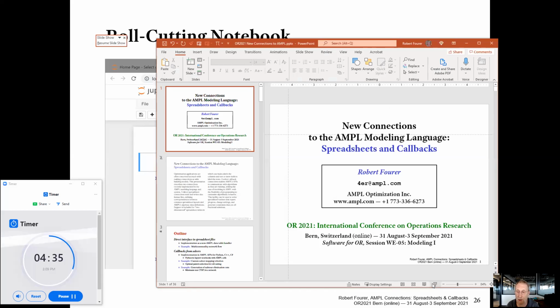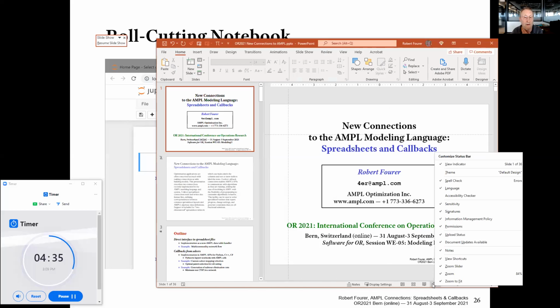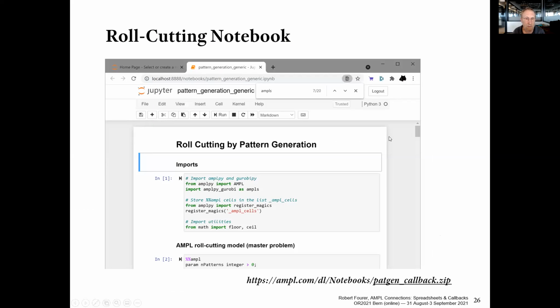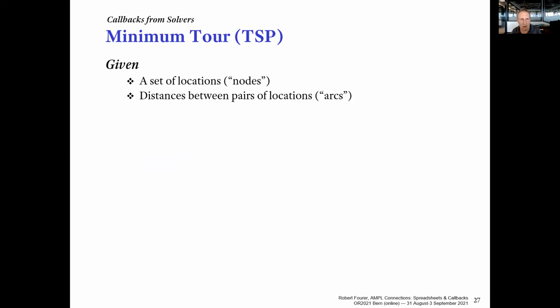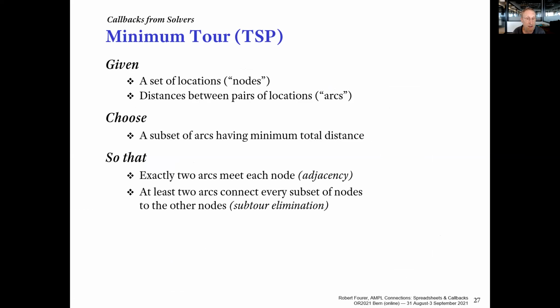Back to this, I don't know why I did that. So let's go on here to the minimum tour problem. Here I have a set of locations that are connected, and I want to find a subset, a tour having minimum total distance.